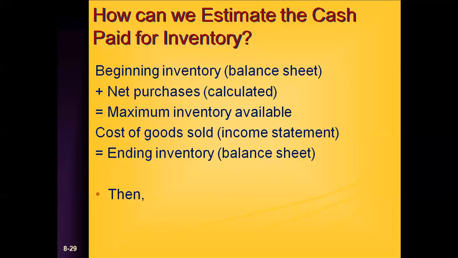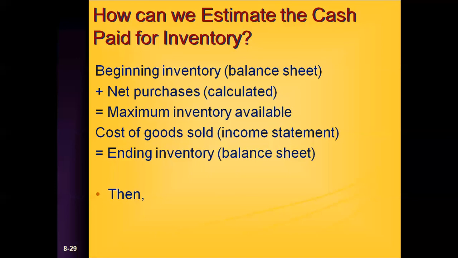Using the example of the coffee business, you have leftover cups from the prior period. You would then add any new purchases, and that would be the maximum number of cups you would have available. From a cost of goods sold standpoint, you would only reflect those that we used. You then subtract those from your maximum inventory available, and you would have your ending inventory.